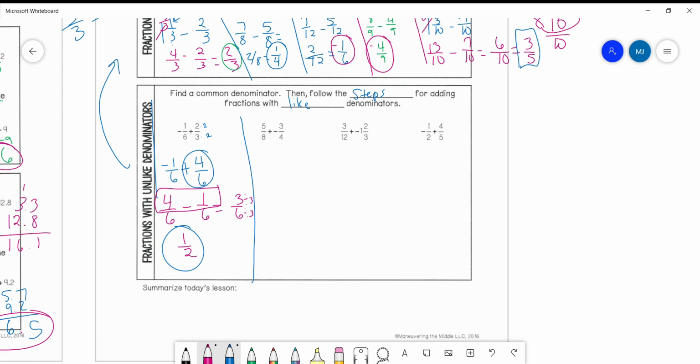Okay, 5/8 and 3/4. We would need to multiply this side by 2 so that we can change it into 8ths. So we keep the 5/8. 3 times 2 is 6, 4 times 2 is 8. Signs are different, find the difference. So we put the one with the greater absolute value first and subtract or find the difference. 6 minus 5 is 1/8. Now, looking up here, this one has the greater absolute value, so it's negative, so our answer needs to be negative 1/8.